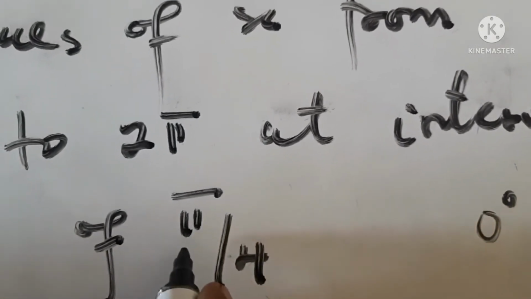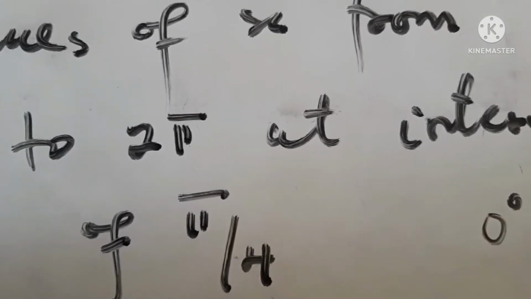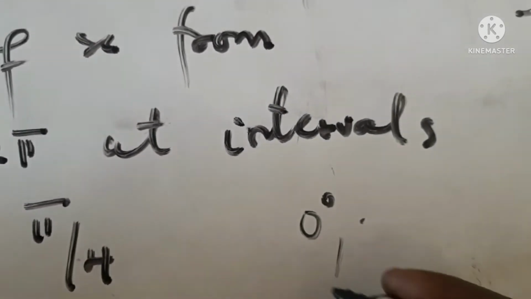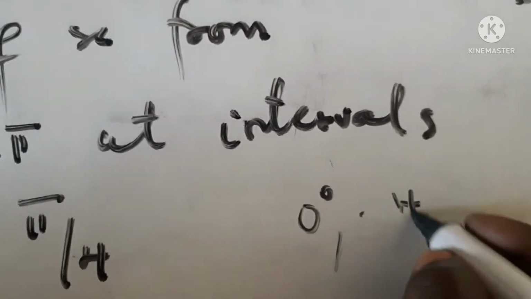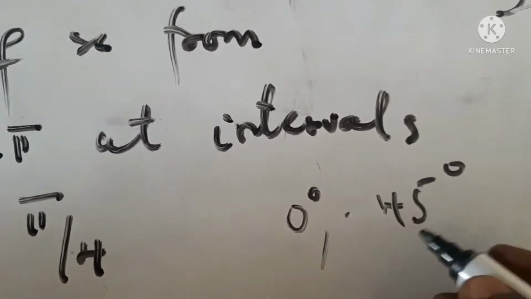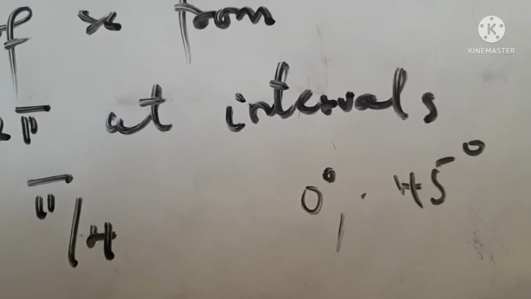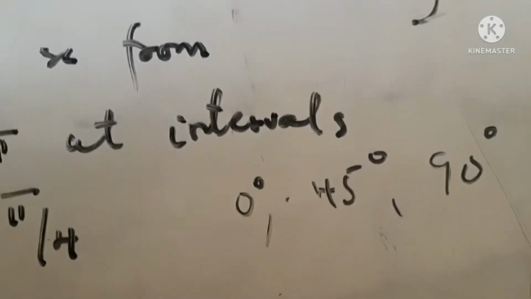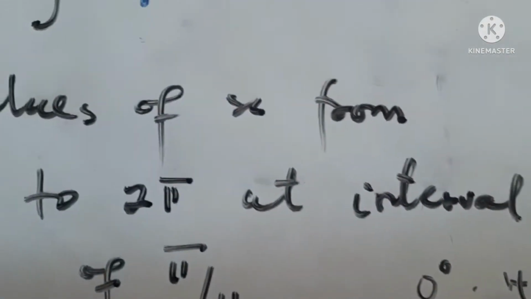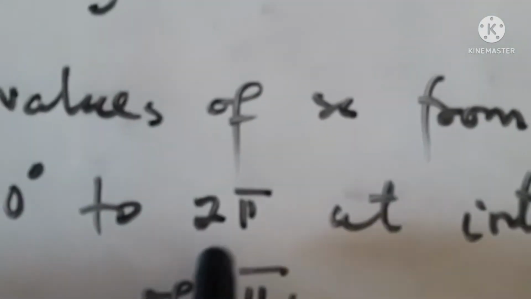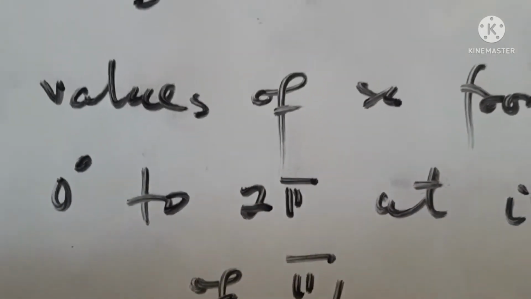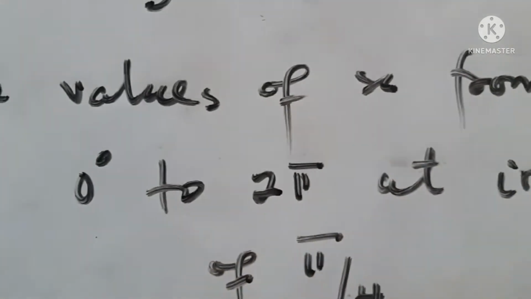As I said earlier, π/4 is 180 divided by 4, which is 45. So if the first one is 0 degrees, the next one will be 45 degrees, then the next one and so on and so forth, followed by 90 degrees, up to the last point. Which one will be the last one? The last one here will be 2π, that is 360. Let's see how to draw the table and arrange our numbers in that order.